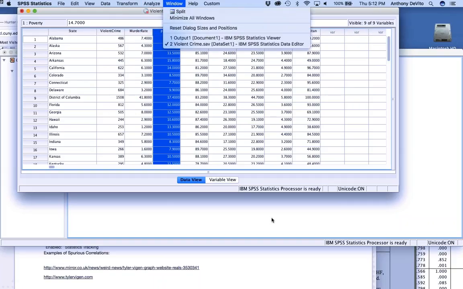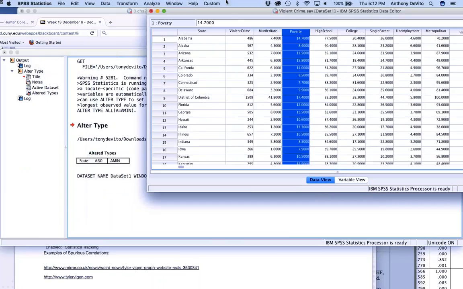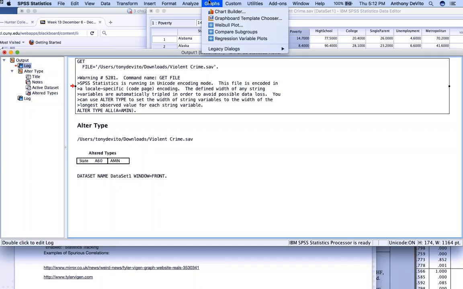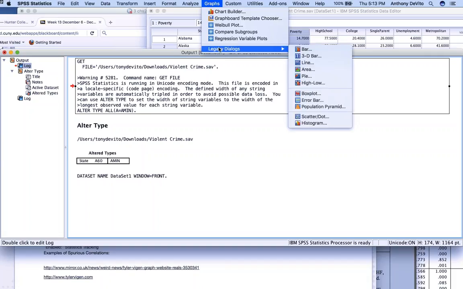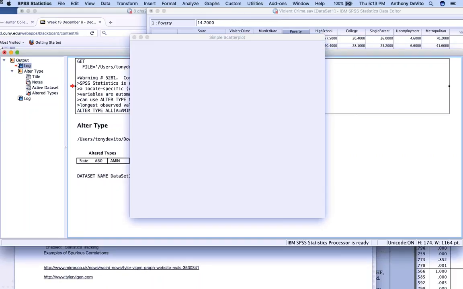Where is it? My version of SPSS has this really annoying property that it doesn't give me all the menus when I'm in the data window. I have to switch to the output window. Hopefully yours doesn't do that. So I'm going to Graphs, Legacy Dialogs, and I'm going to go down to Scatter/Dot. Scatter/Dot is just like an XY plot. Okay, Simple Scatter, Define.